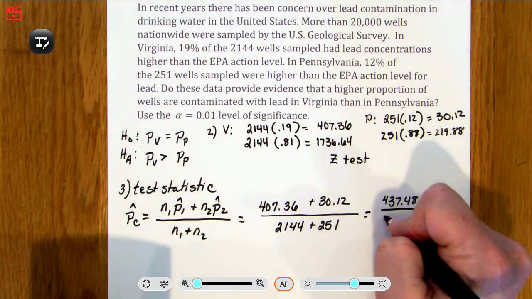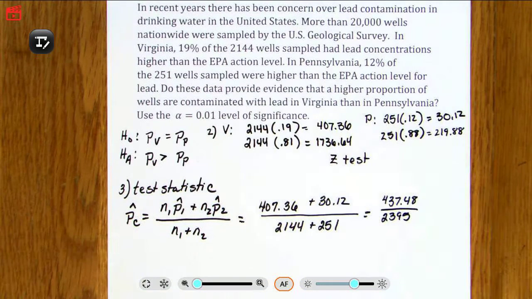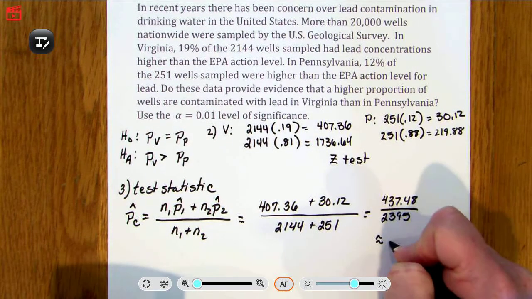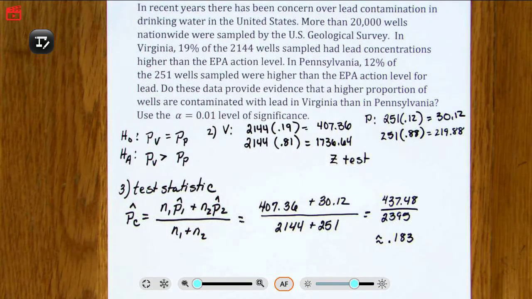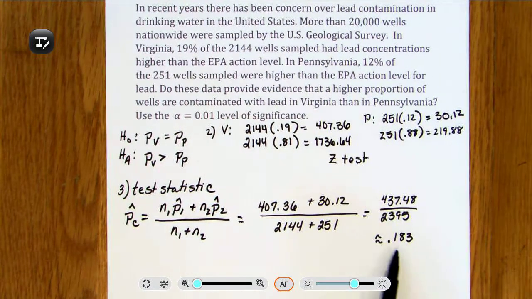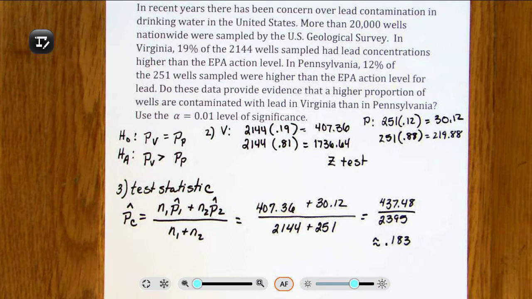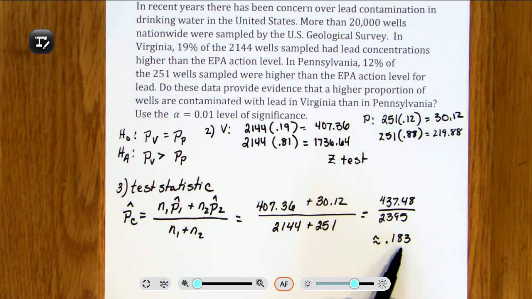Adding the bottoms, and then doing my division, I come up with roughly, and I'm just going to round it to 3 decimals, 0.183. Excuse me. All right, so that's my p hat c. I have 0.182663883, so I'm just going to round it to 3 decimals. You could leave them in fraction form and work with the entire mess. This will be close enough.